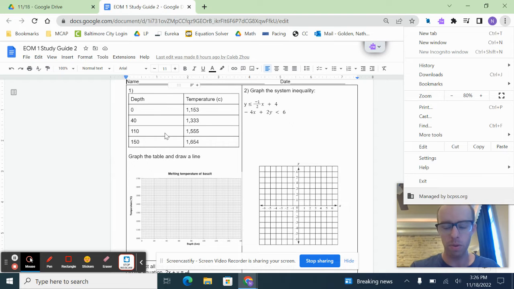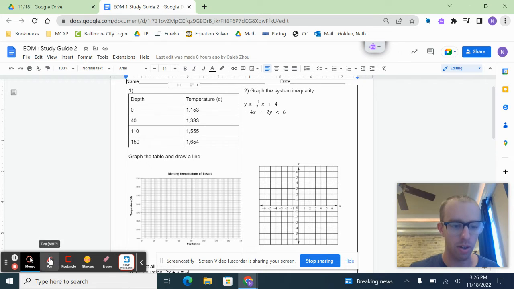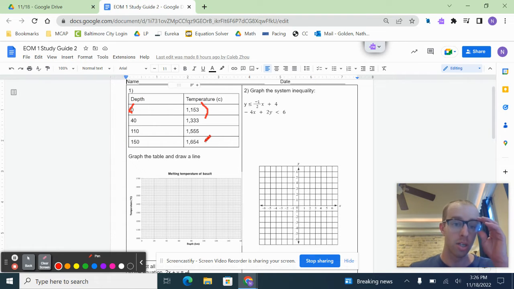What's important to understand here is that the points on a graph are the same thing as points on a table. These are essentially coordinates, right? So there's some point where, when the depth is 0, the temperature is 1,153. So I'm going to go to the depth of 0, and I'm going to go to 1,153.